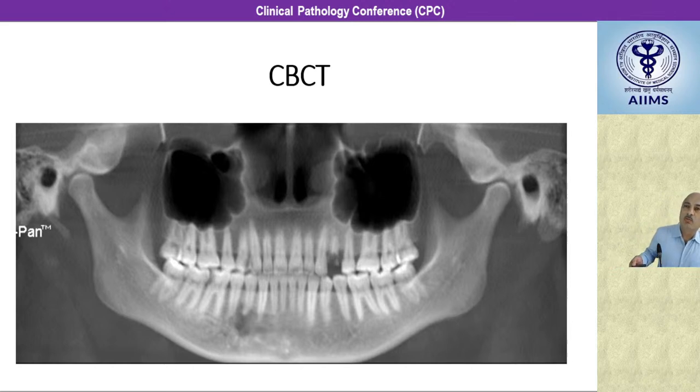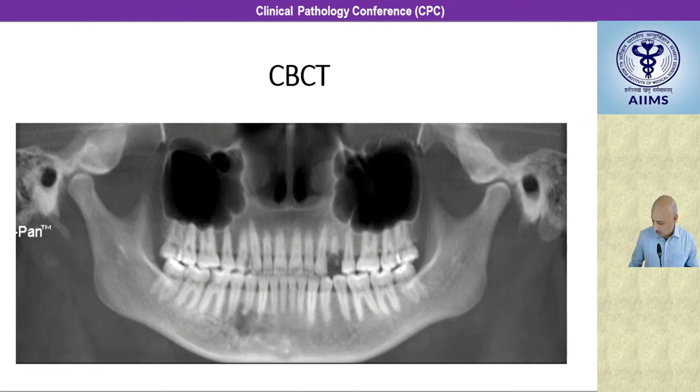This is an orthopantomogram made from the CBCT, of the same area. There is an anterior tooth here also, and another carious tooth, but this carious tooth is far away from the lesion and there is no pain or purulence or sinus there. A similar looking swelling, which we described earlier.